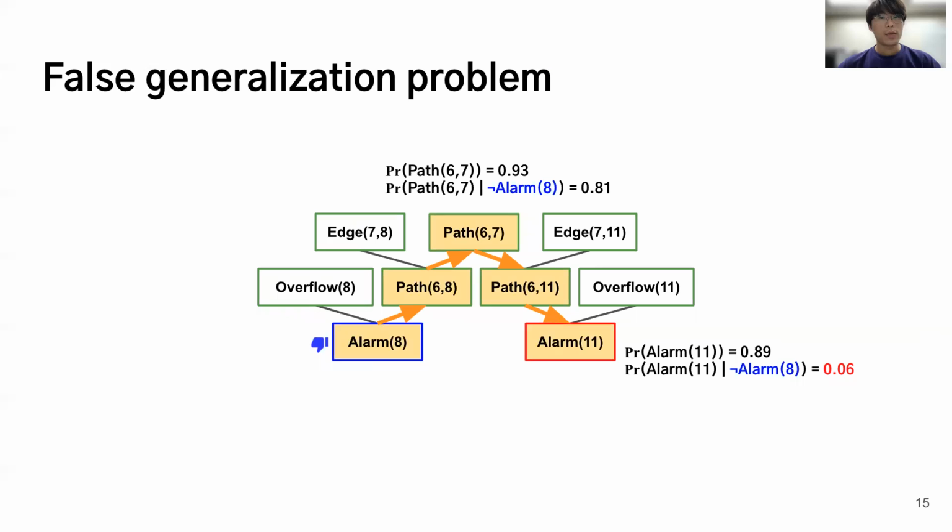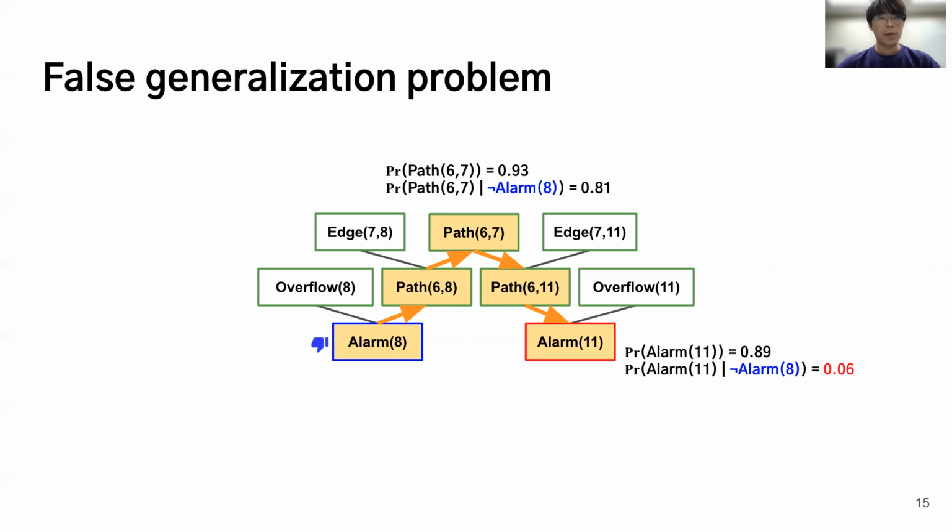Suppose the false alarm 8 was the highest ranked alarm at the moment. Then, when the user says the alarm 8 is false, the alarm ranking system integrates the fact to recompute the probability of alarms. The computation is conditional inference over the Bayesian network. For example, see the bottom right of the figure. Before the feedback, the marginal probability of alarm 11 was 0.89. Then as the feedback is given, the probability of the alarm drops to 0.06.